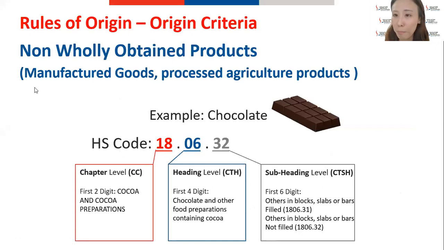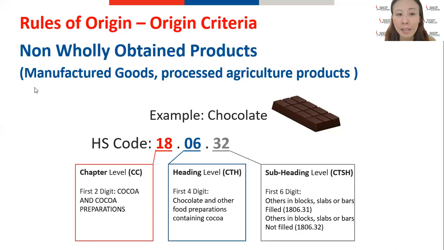So let's take an example on the chocolate bar, which has an HS code of 180632. For an HS code at the 6-digit level, the first 2 digits are known as the chapter level. It's to identify the chapter the goods are classified in. So for the case of the chocolate bar, 18 is the chapter of cocoa and cocoa preparations.